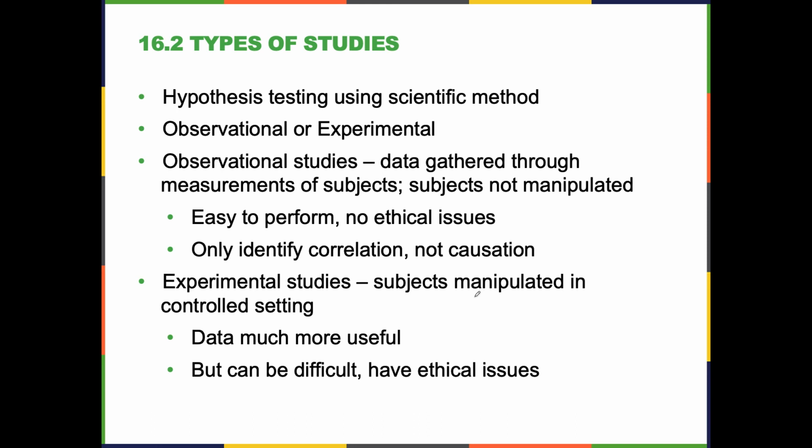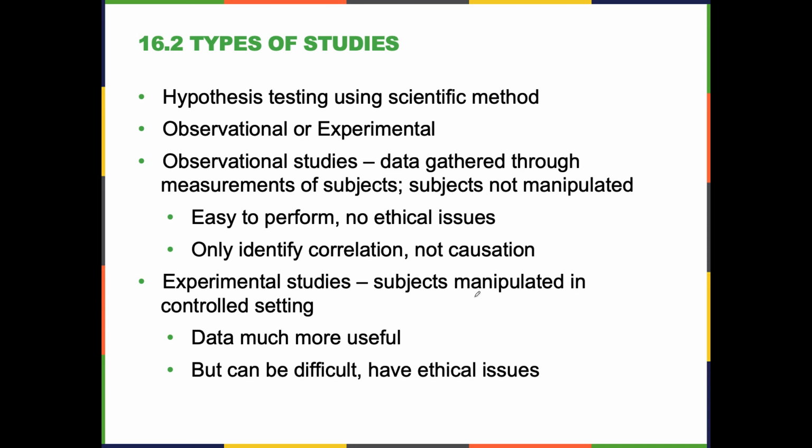There are two general types of studies, observational and experimental. Observational studies are all about gathering and measuring data. Our subjects or patients are not manipulated, and they're generally easy to perform. There are no ethical issues, because you're not going to say let's infect these people and not those, or let's withhold drugs from these people. But it can only identify correlation, not causation. Just because two things appear to be related doesn't mean there's causation.